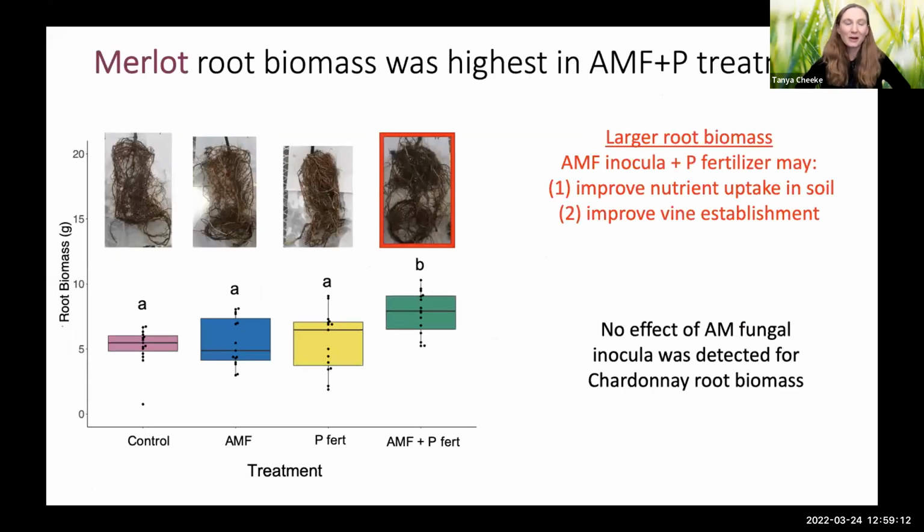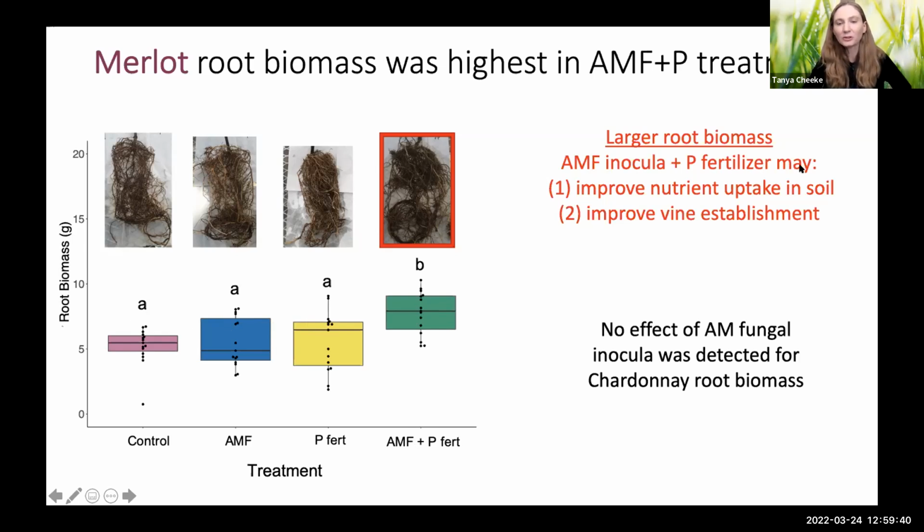One of the things that we thought was most interesting is that when we looked at root biomass, we actually found Merlot root biomass was highest in the combination of mycorrhizal fungi plus phosphorus fertilizer treatment. There was no difference in root biomass in the control or the mycorrhizal treatment or the phosphorus fertilizer treatment. But when you added mycorrhizal and phosphorus fertilizer together, we saw a bigger root biomass.